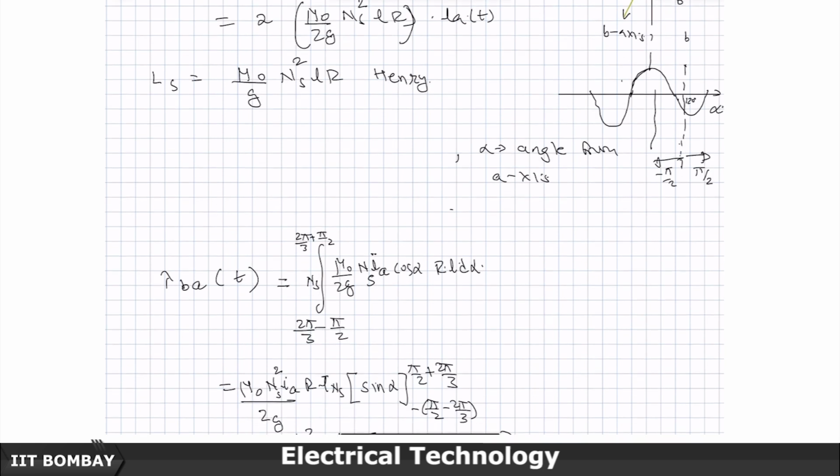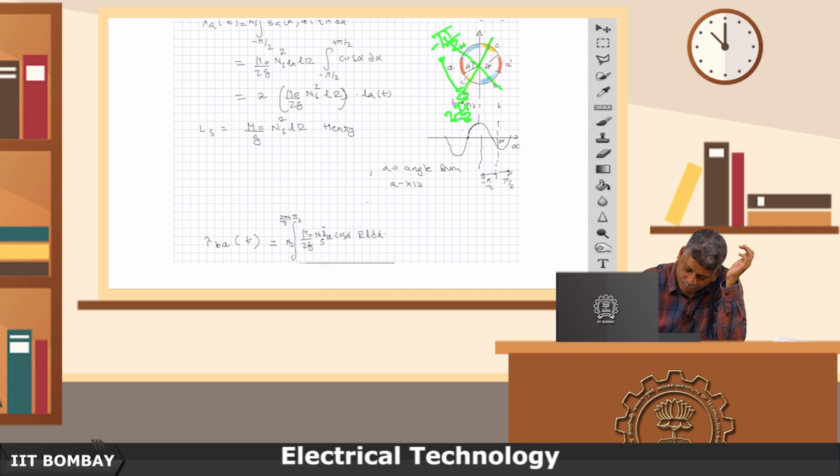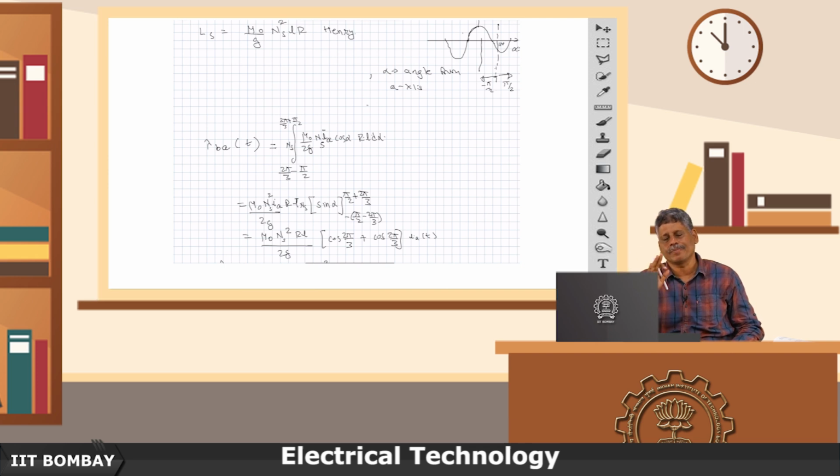Now, only thing that is to be changed is the limit of integration for the flux which is linking. This is the axis of the B phase. So, this is 2 pi by 3 with respect to the A phase stator axis, the vertical one. So, from here 2 pi by 3, I have to go for B dash minus pi by 2 behind, and for here I have to go plus pi by 2 ahead. So, therefore, only thing that goes under change is the limit of integration from 2 pi by 3 minus pi by 2 to 2 pi by 3 plus pi by 2.